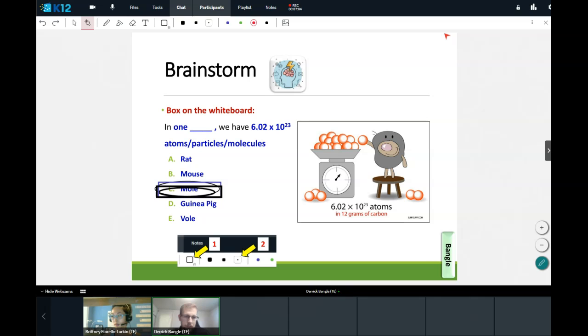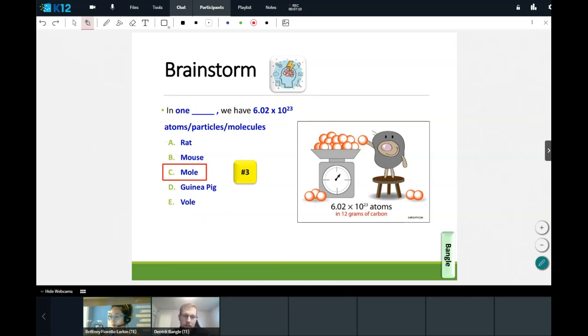Let's circle it or box it. Awesome. Yeah, exactly. It's going to be a mole. So a mole is what we call Avogadro's number. So please, for number 3, mark this in your notes.